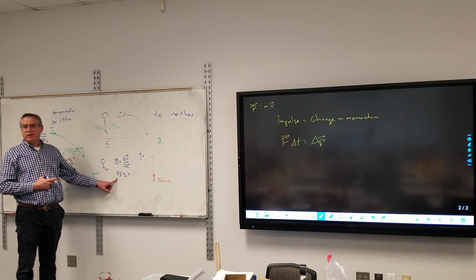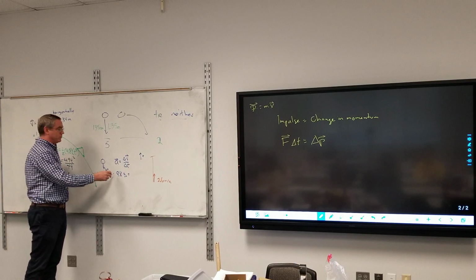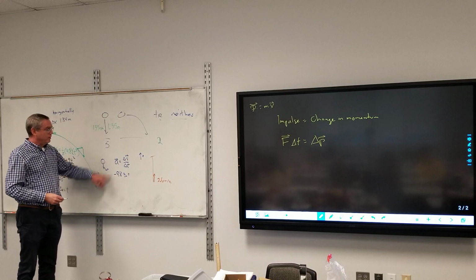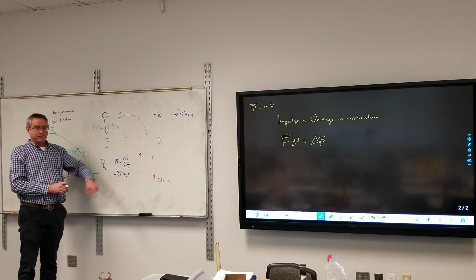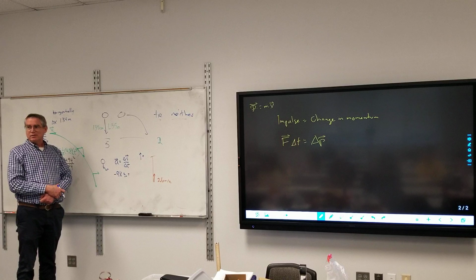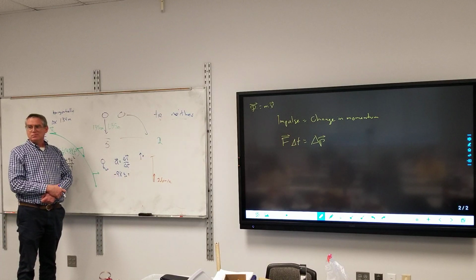What's wrong with this? And if you don't like that this is off, you can blame Sushil. It's negative. Yeah, it's negative. Acceleration's down. All right, what's the change in velocity? That's the initial velocity. What is the final velocity?